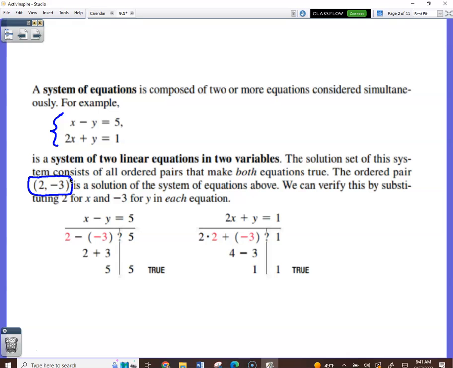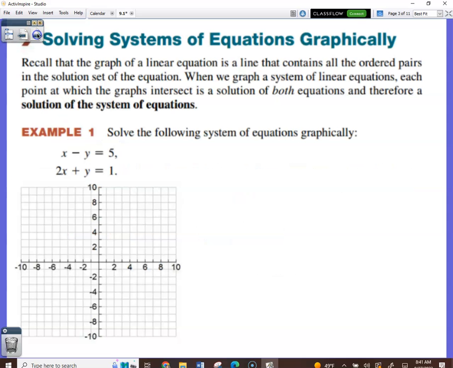So let's look at the first method for solving a system. You do need a graphing calculator. It would help.